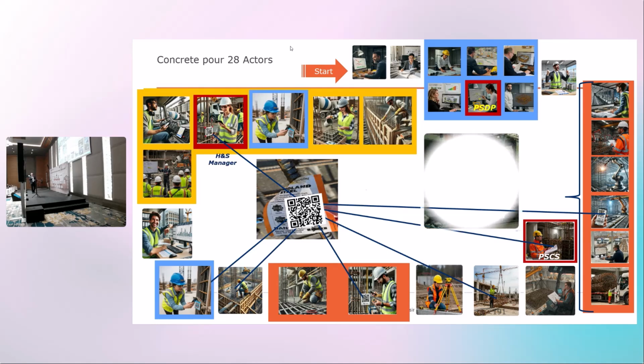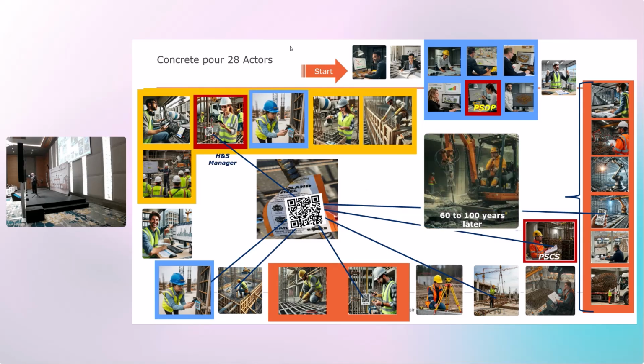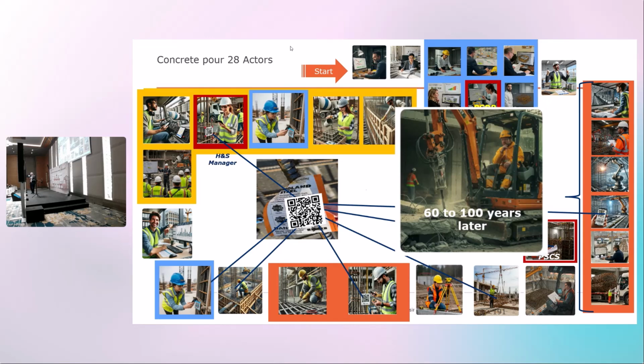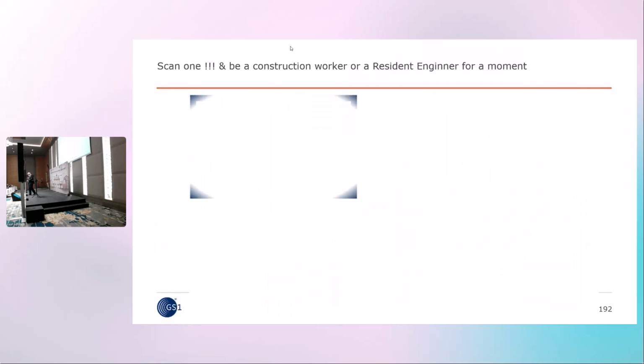So finally then, health and safety is taken care of. As you can see there with the PSDP, the PSCS, and the H&S manager. They all get the information all the way through. And then 60 to 100 years later, we all talk about circularity. That's rebuilt. Why? Because the person who's coming to demolish the building knows if it's worth their while to actually go and extract the steel. Because why? Because they have the information. Again, quite necessary.